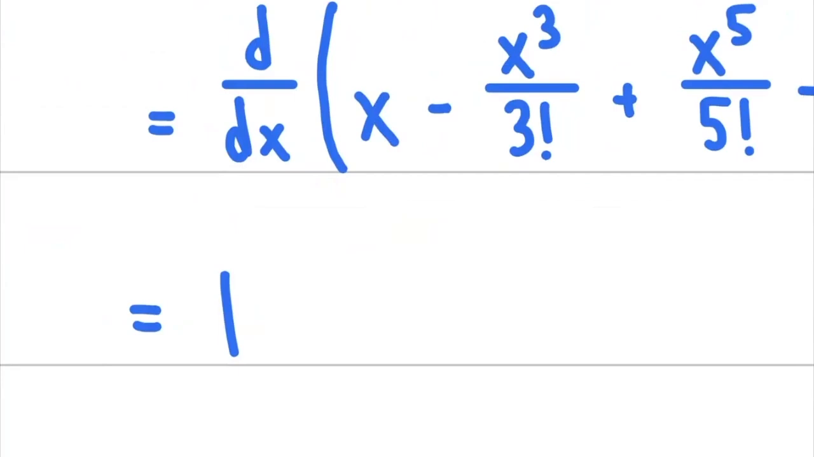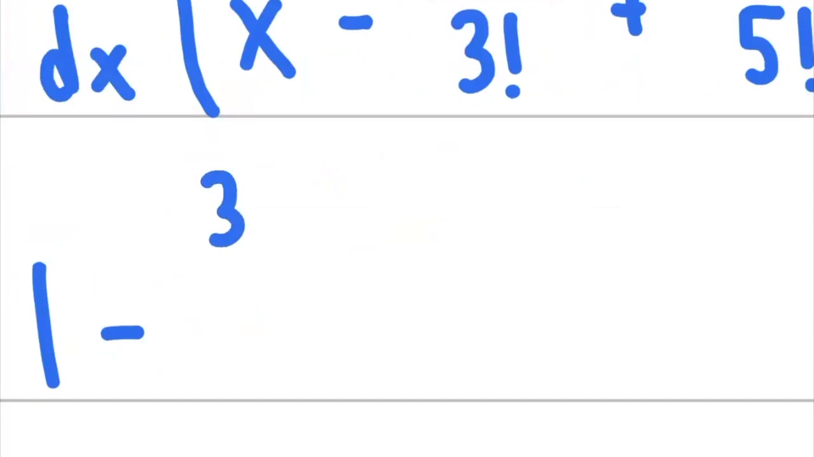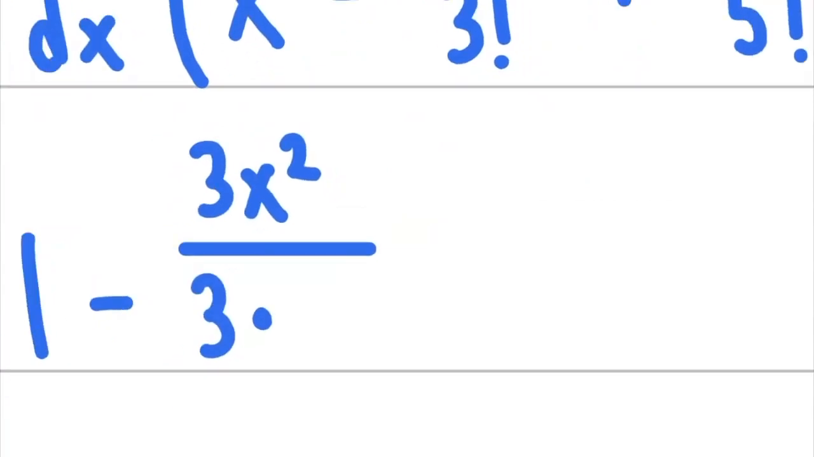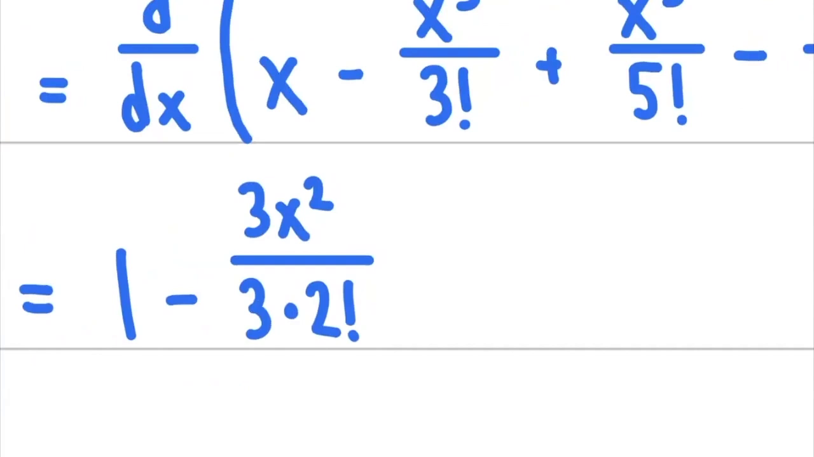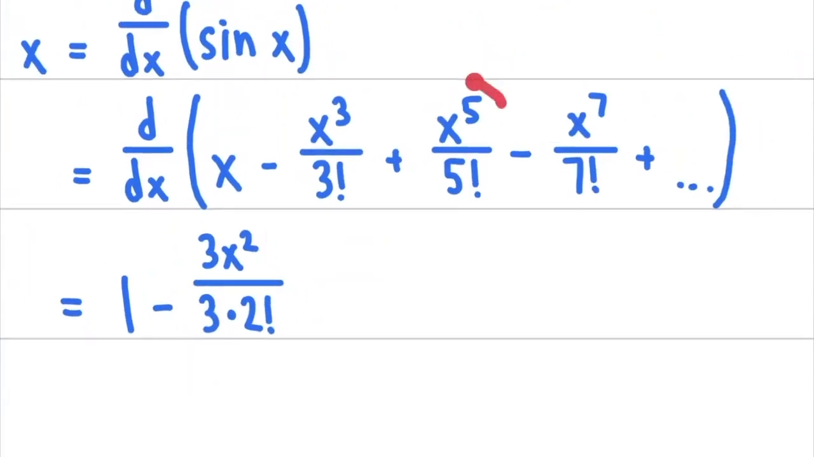And using the power rule again, for the second term you get 3x squared over 3 factorial. I'm going to write it a little bit differently, as 3 times 2 factorial, because you're going to see some things cancel. One thing I should mention is that you should not be using the quotient rule for these derivatives, because, yeah, we're dividing, but we're dividing by a constant.